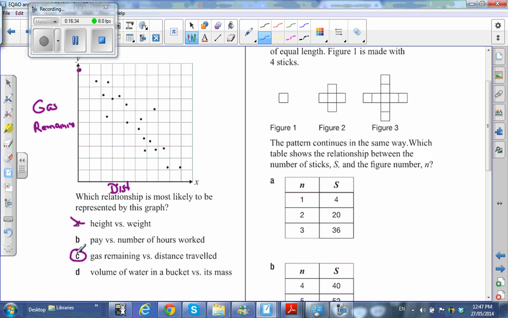Let's just double check the last one, volume of water in a bucket versus its mass. Yeah, so as the volume increases, so does the mass. So anytime they both are increasing, that would mean it's going up to the right. So pay, as the pay increases, number of hours worked increases. As height increases, weight increases. Okay, so those would all be up to the right, where this one here is as distance traveled increases, the gas remaining actually decreases. Okay.